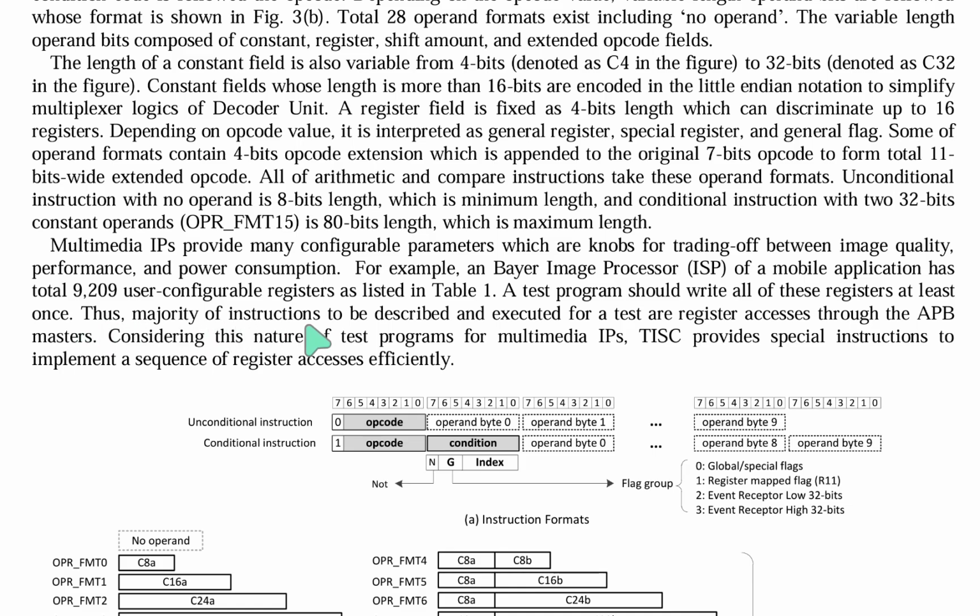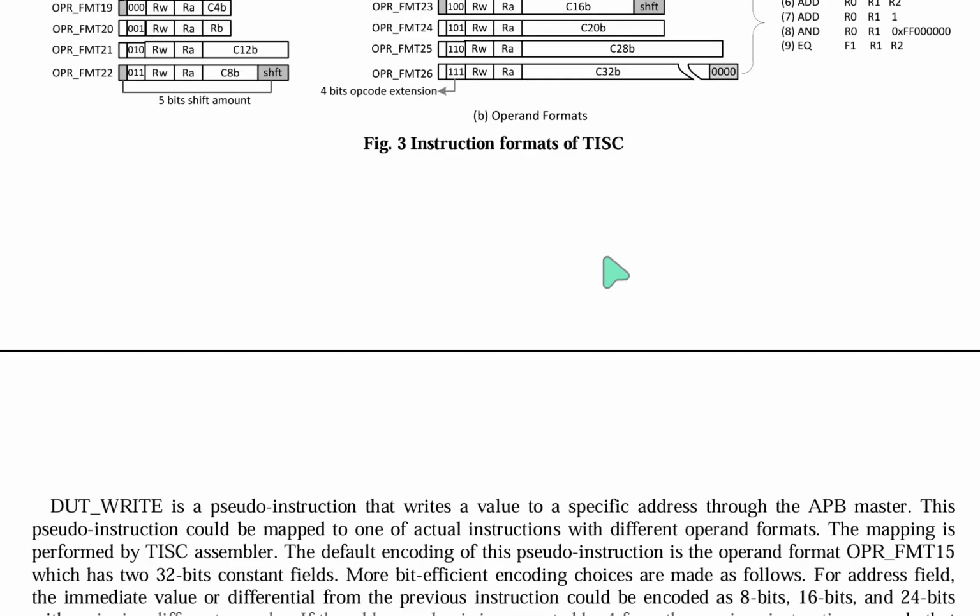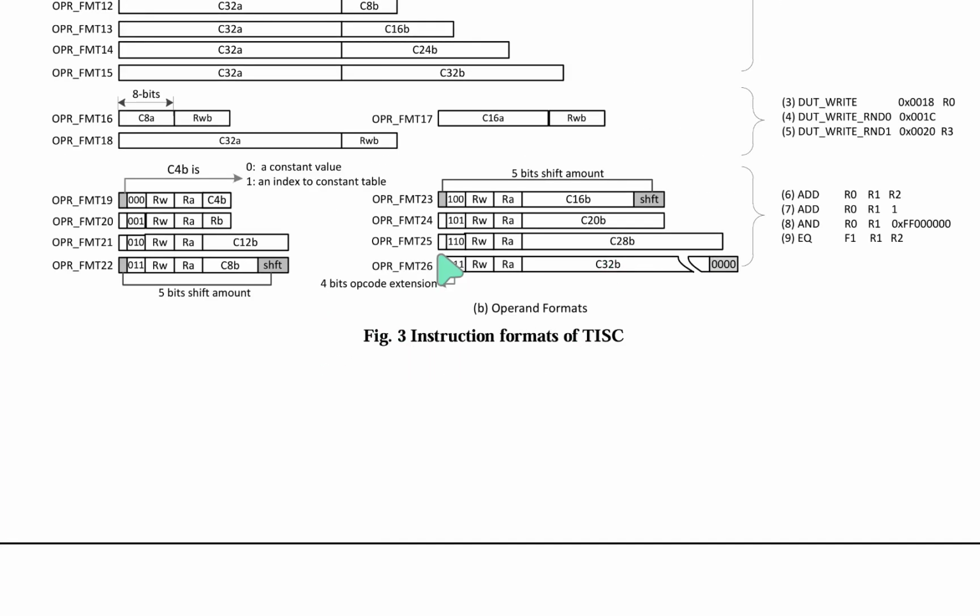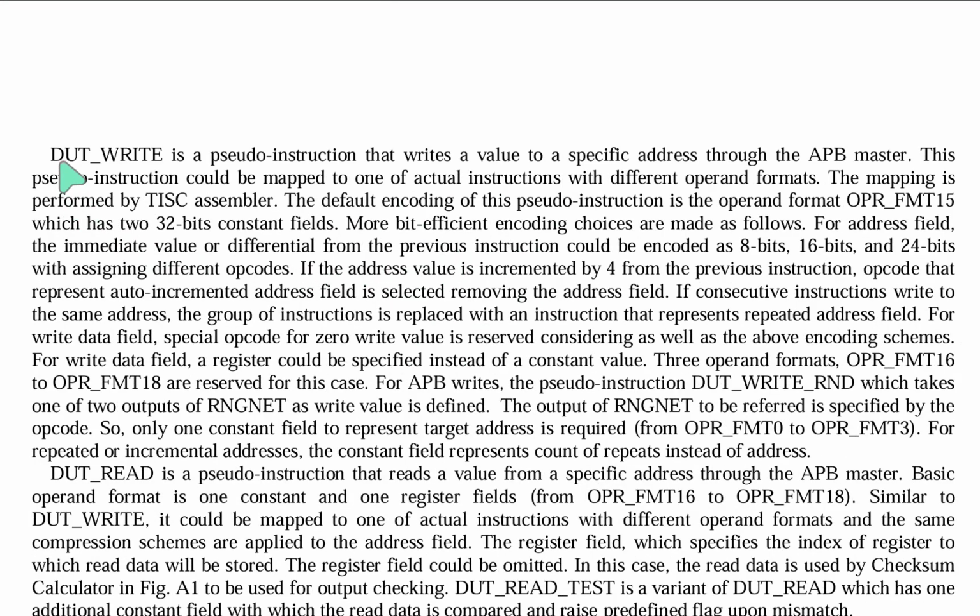Considering this nature of the test programs for multimedia IPs, TISC provides special instructions to implement a sequence of register accesses efficiently, as in the figure 3 instruction format of TISC. DUT_write is a pseudo instruction that writes a value to a specific address through the APB masters. This pseudo instruction could be mapped to one of the actual instructions with different operand formats. The mapping is performed by the TISC assembler.